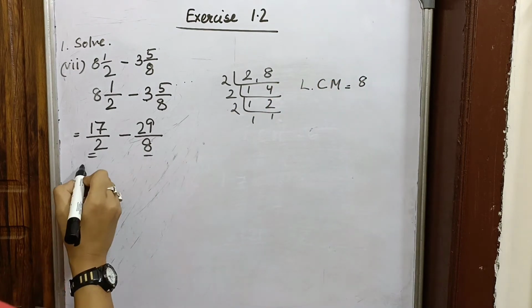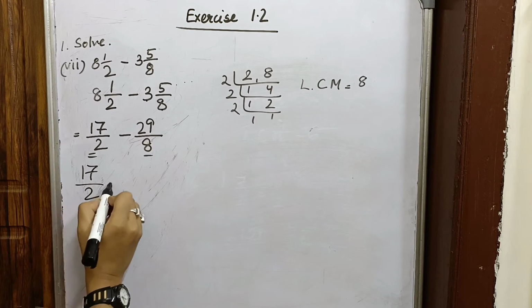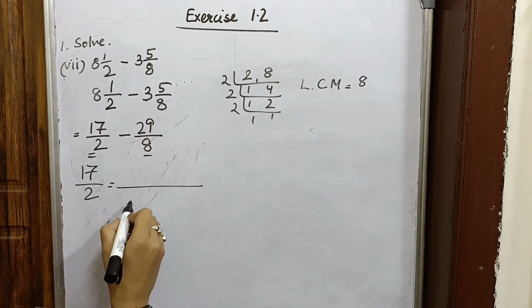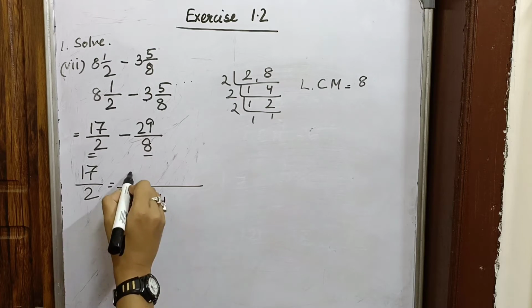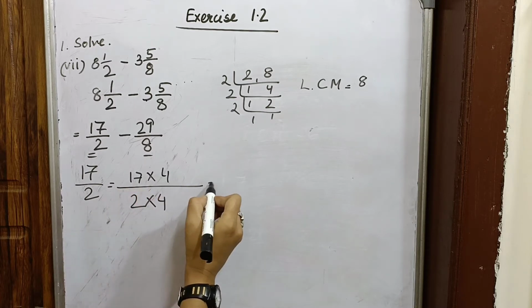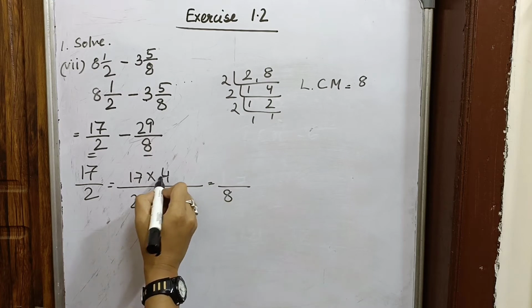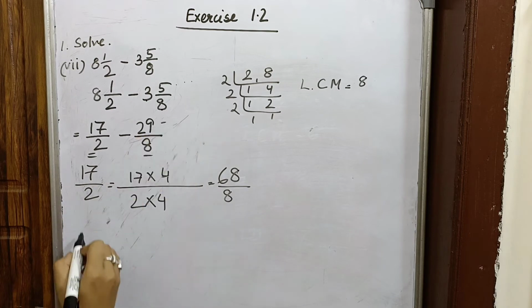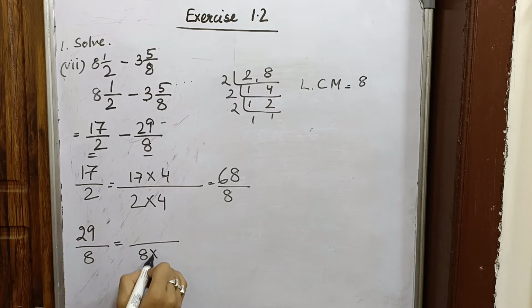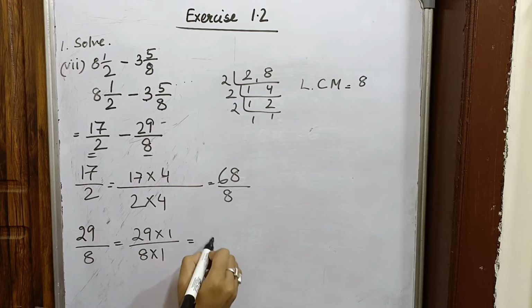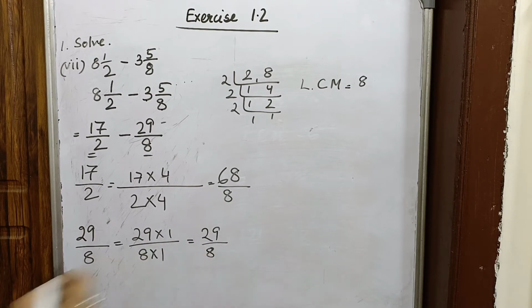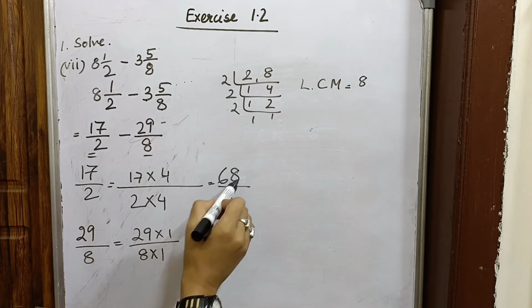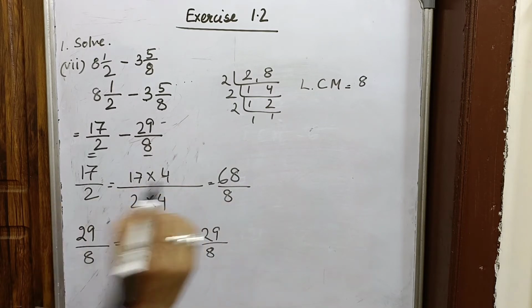8. Now 17 by 2 equals to, 2 into how much is 8? 4. 17 into 4 equals to 68, since 4 7s are 28, 4 1s are 4, 5, 6. Next is 29 by 8: 8 into 1, 29 into 1, which is 29 by 8. Now 17 by 2 is 68 by 8 and 29 by 8 is 29 by 8 itself.